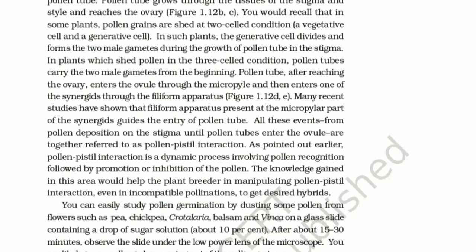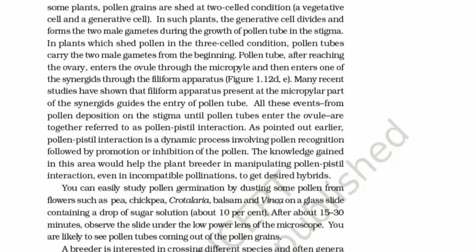You would recall that in some plants, pollen grains are shed at two-celled condition, that is, a vegetative cell and a generative cell. In such plants, the generative cell divides and forms the two male gametes during the growth of the pollen tube in the stigma. In plants which shed pollen in a three-celled condition, pollen tubes carry the two male gametes from the beginning.